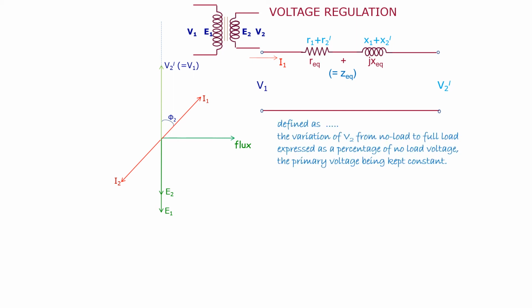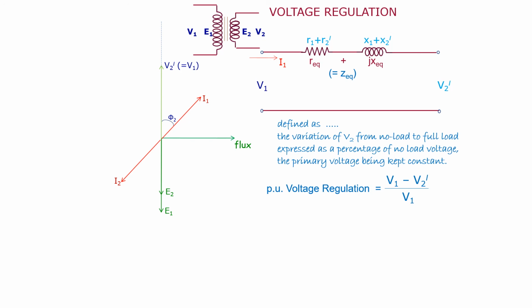The voltage regulation is defined as the variation of the secondary voltage V2 from no load to full load expressed as a percentage of no load voltage, the primary voltage being kept constant. The per unit voltage regulation can be obtained as V1 minus V2 dash by V1.